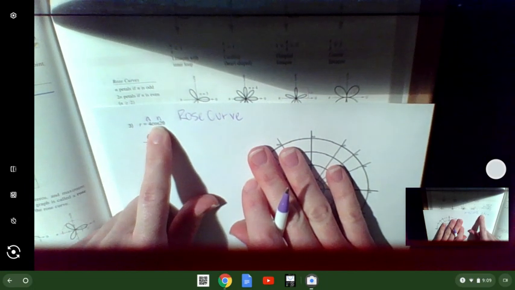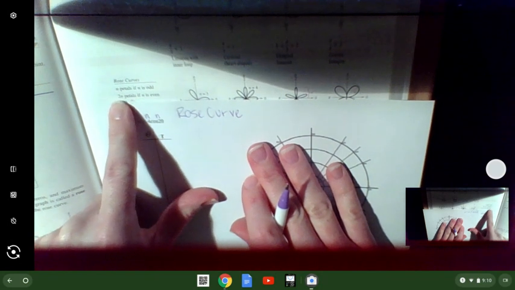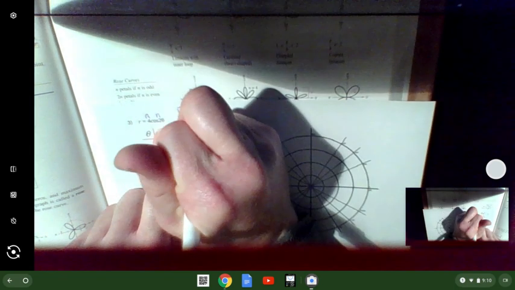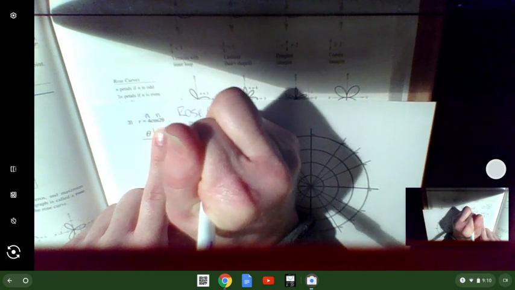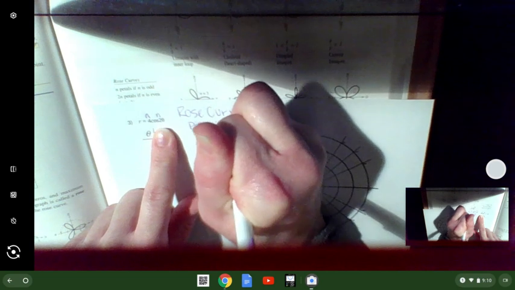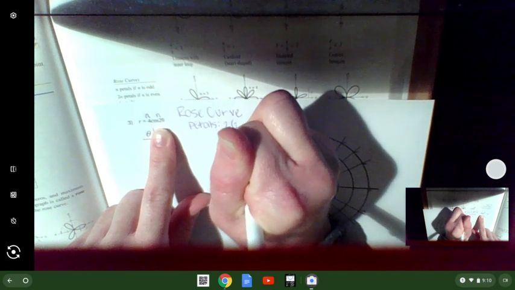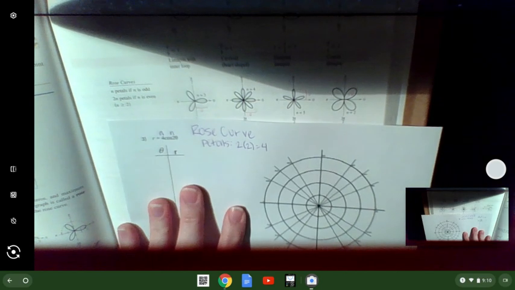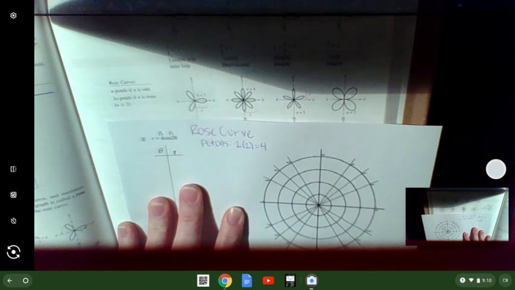Well, our N is 2. So N is not odd, it's even. So we have 2 times N petals if N is even. N is even, so I know that my petals are 2 times N, or 2 times 2 in our case, which is 4. We have 4 petals on our rose curve when we're done, or we should.